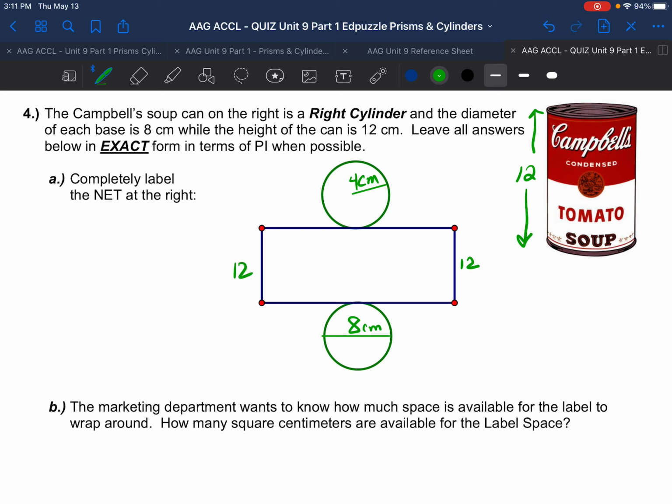My question to you is, what is the length of the rectangle? The length of the rectangle is going to be 8 pi, because when we talked in class, we said that the top of the rectangle for all prisms and cylinders was once wrapped around the base, right? So the perimeter of the base, or in this case, the circumference of the circle, is the same as the top of the rectangle.